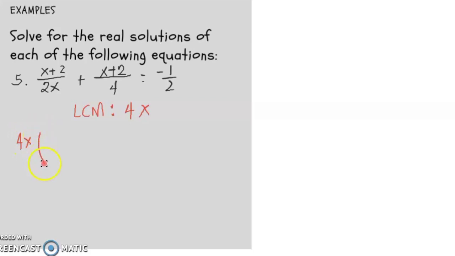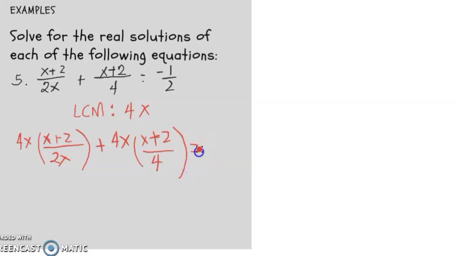So, yung 4x, ito yung i-multiply natin sa bawat isa. 4x times 2x plus 2 over 2x plus 4x times x plus 2 over 4 equal to 4x times negative 1/2. Okay. So, gamit ako ng pangbold. So, ito na. O, pwede na tayo mag-cancel. Pwede natin i-cancel si x. Si 2, pwede natin i-cancel. Matitira na lang si 2.